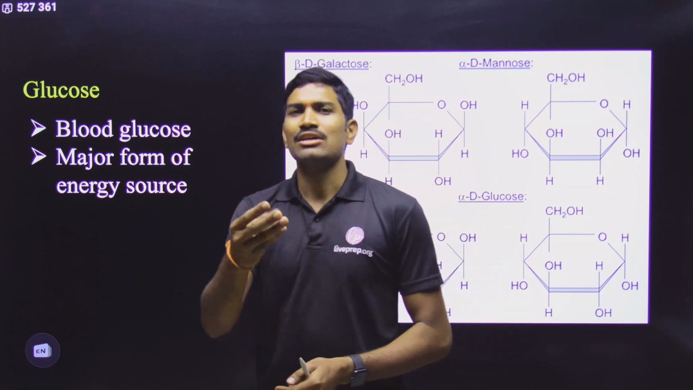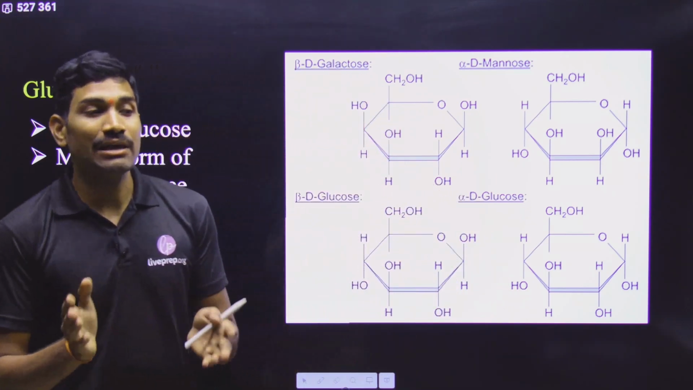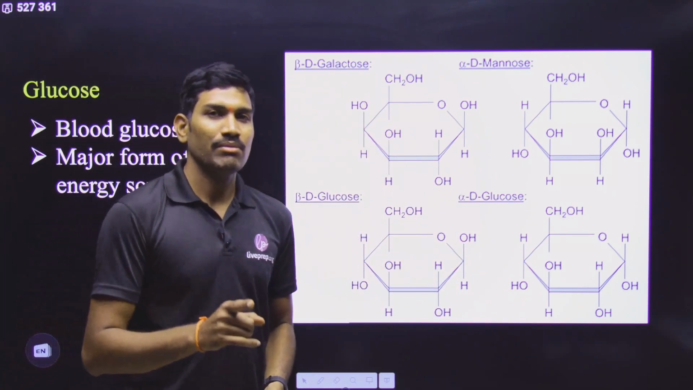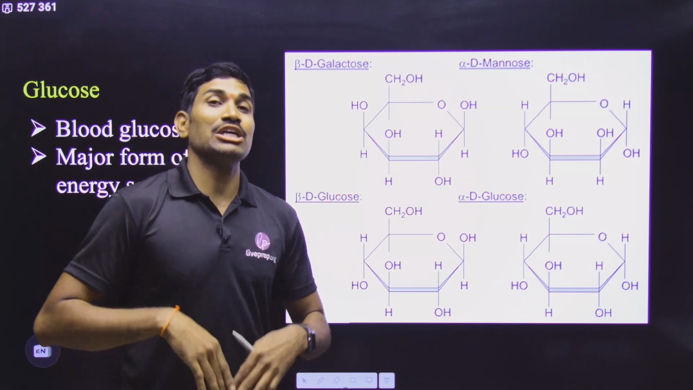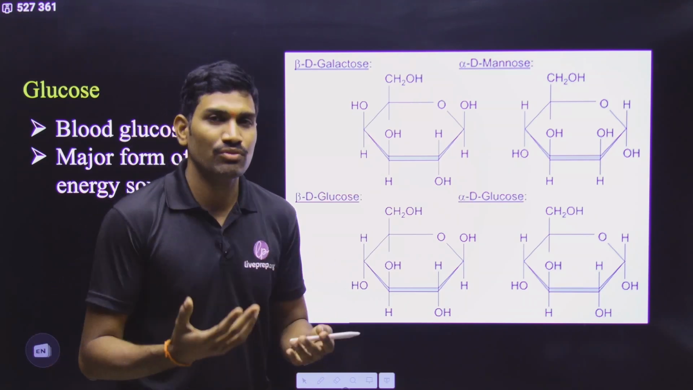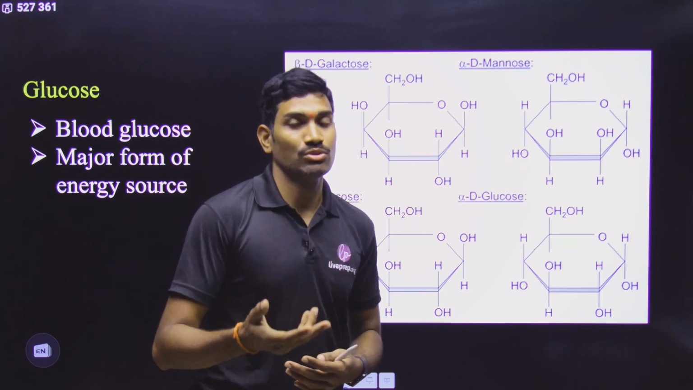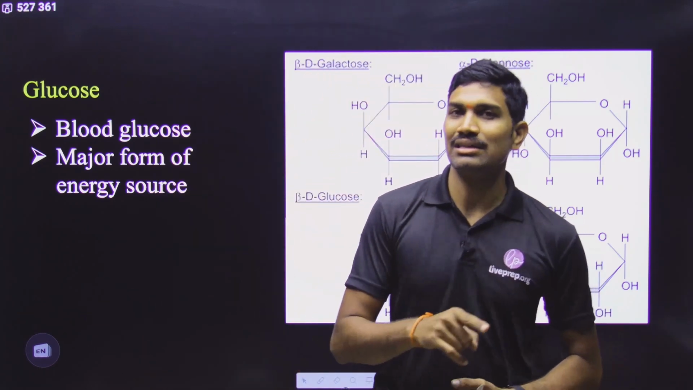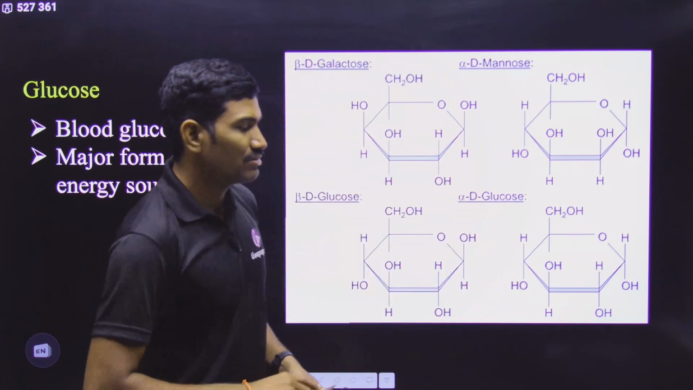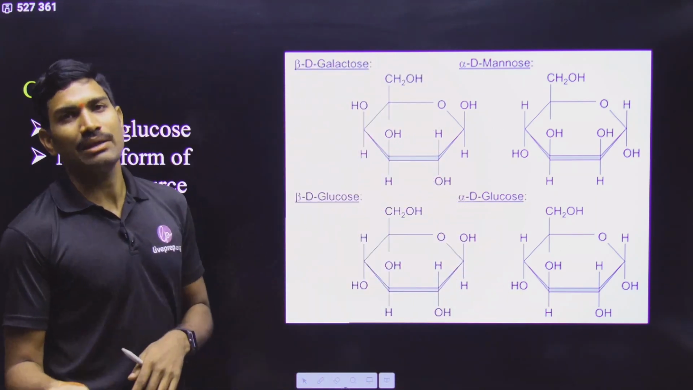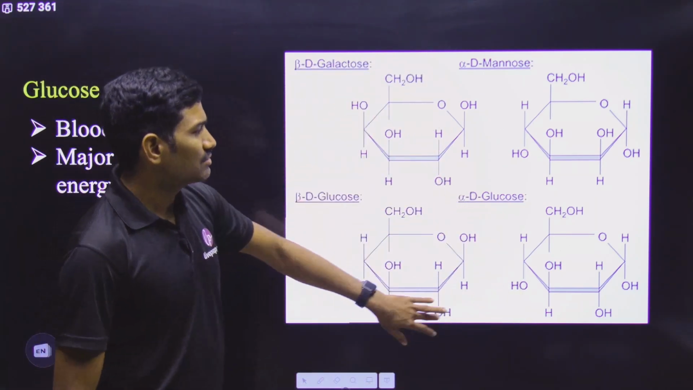And not only this, glucose is also called as a grape sugar, because generally, please remember, fructose is called as a fruit sugar, because in the majority of the fruits, fructose is the major sugar. Understood or not? But in the case of grapes, glucose is the major sugar. So that's why glucose is also called as a grape sugar. Please remember this. In this way, some points are there.